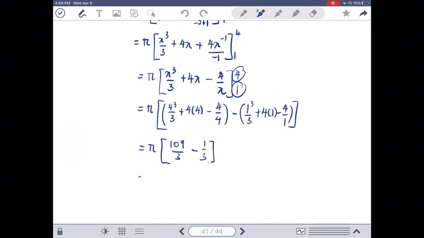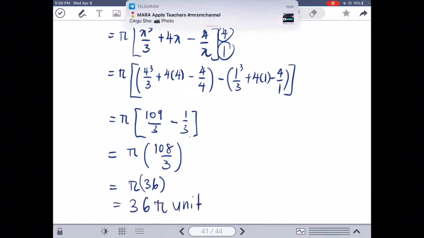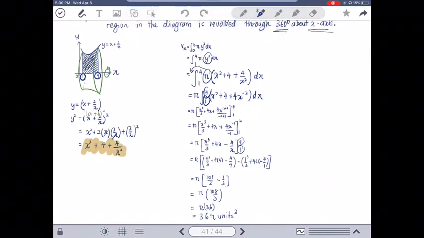So we will get pi times 108 over 3. So 108 over 3 is just equal to 36. So we will get pi times 36, which is 36 pi units to the power of 3, since this is volume. So that is the final answer for the question.